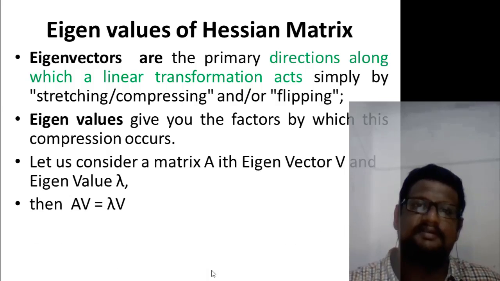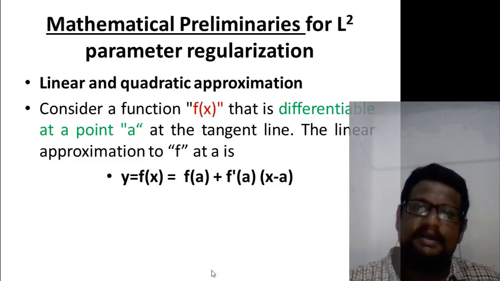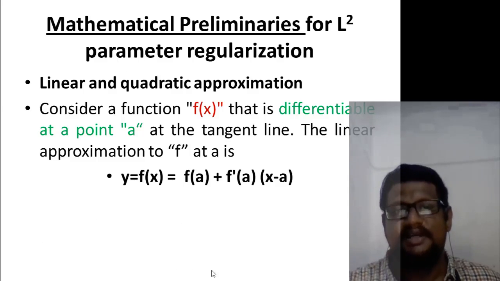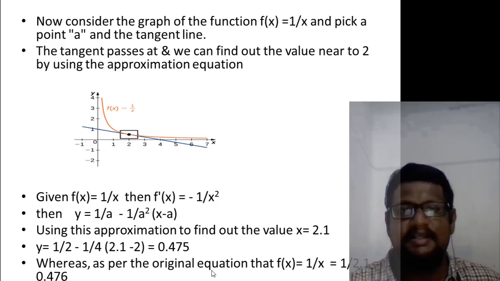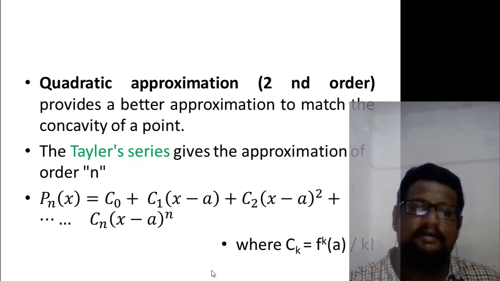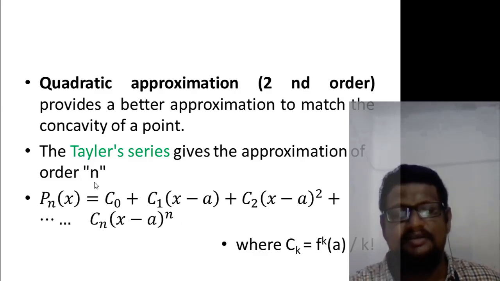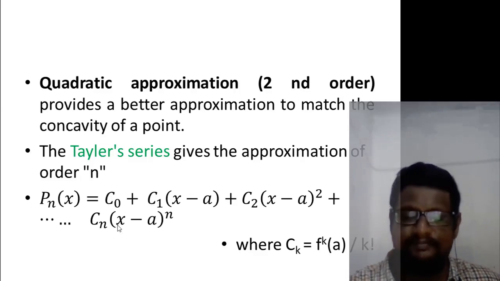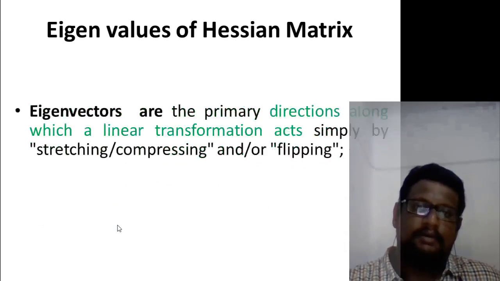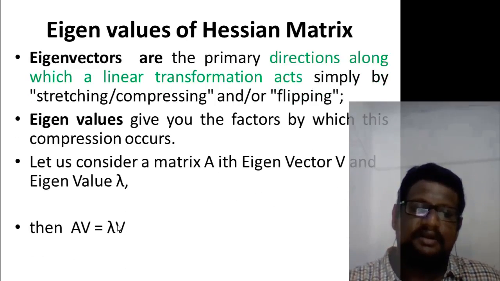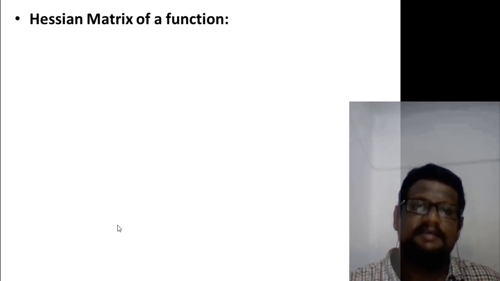Several things we have seen as mathematical preliminaries for understanding the L2 parameter regularization. Linear approximation we understood, and what is the Taylor series we understood. Taylor series is also approximating a function. And what are the eigenvectors and the eigenvalues we have seen. And what is a Hessian matrix?